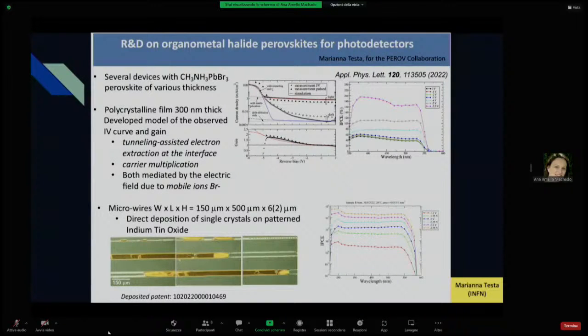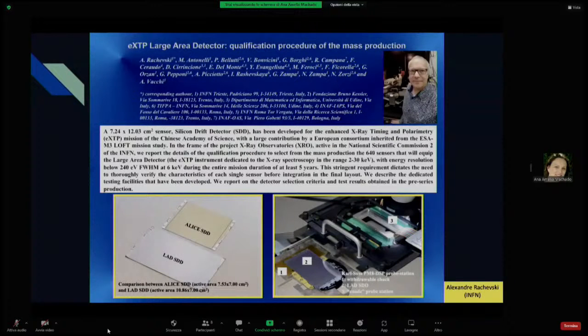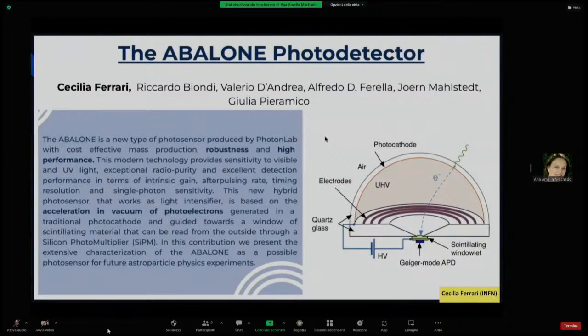So here we have a poster about the development of photodetectors based on organometal halide perovskites and the activities carried out within the Perov experiment, which is dedicated to finding out whether OMHP shows avalanche multiplication. The X-ray Observatory collaboration presents the qualification procedure for mass production of large area silicon drift detectors. And this poster is dedicated to the Abalone photon detector.